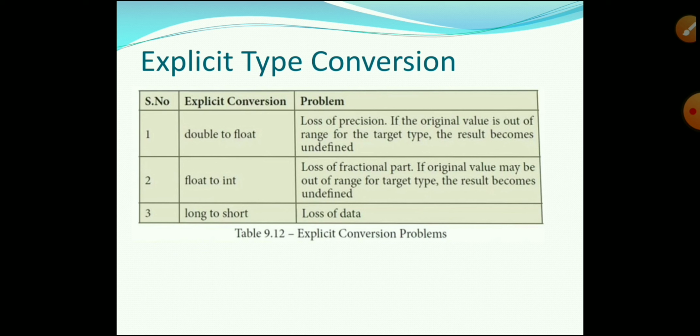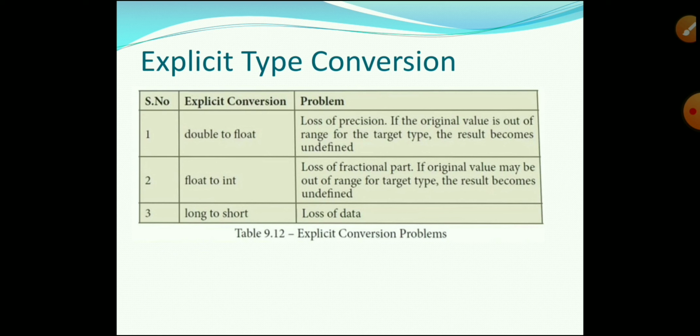Okay, original value, lengthy value. That range is long, but the target type is very small, so the result becomes undefined. That is called a double to float conversion.